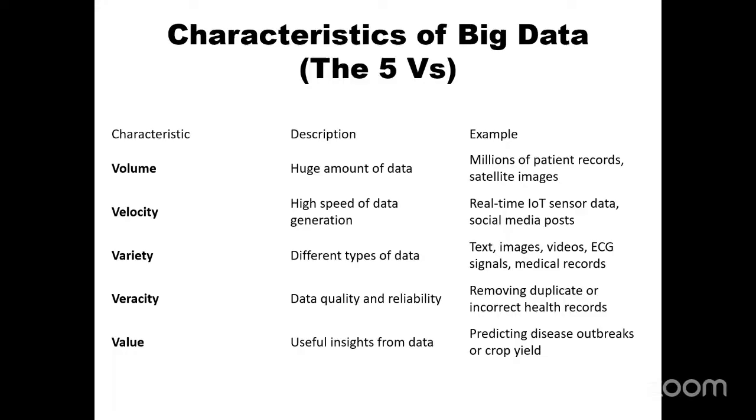Then crop yield. A sensor is continuously collecting, let's say, weather conditions and whether soil moisture is there or not, right? It is continuously sensing. So it can predict whether the crop yield will be good or not. So value should be provided when we do the analysis of big data. That is why these 5 V's are always taken into picture when we talk of big data.